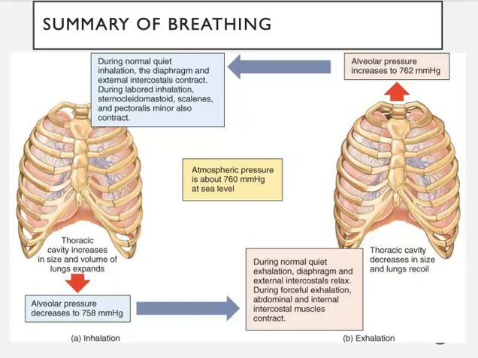So this cycle is just a summary of those two slides. During normal quiet inhalation, the diaphragm and external intercostals are contracting. If it's labored, like after you've been running, the sternocleidomastoid, the scalenes, and pectoralis minor are also helping you. Regardless of which process is being used, the thoracic cavity increases and the volume of the lungs expands. That means the pressure decreases, which means you breathe in air.